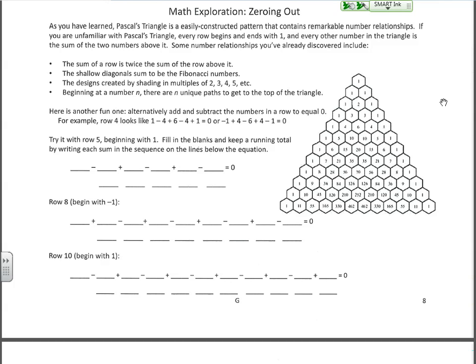The sum of the numbers in a row is twice the sum of the row above it. So for example, if we add up the numbers in this row here, 1 plus 5 plus 10 plus 10 plus 5 plus 1, that equals 32. The sum of the numbers above it, 1 plus 4 plus 6 plus 4 plus 1, equals 16. Right? The sum of a row is double the sum of the one above it.